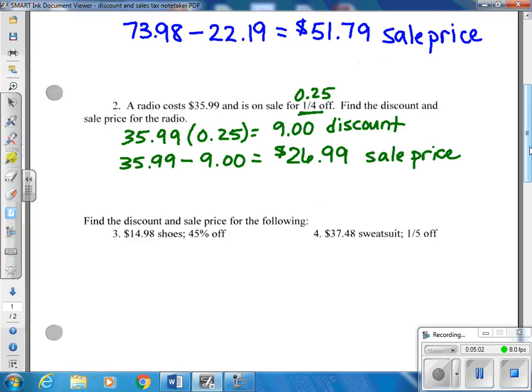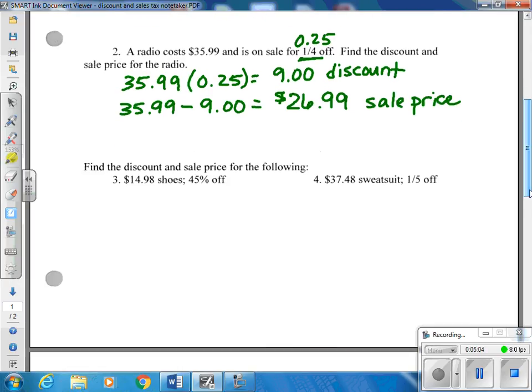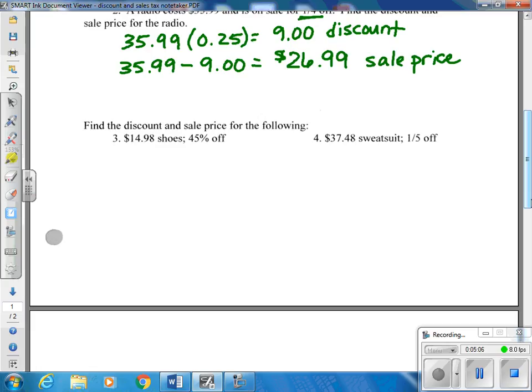All right, for 3 and 4, we're going to take the prices that are given. Okay, and so we have a $14.98 pair of shoes, and it's 45% off. So first thing you do is turn 45% to a decimal, which is 0.45, and then you use it. And we are, once again, still finding discount and sale price. All right, I'm giving you practice with both pieces.